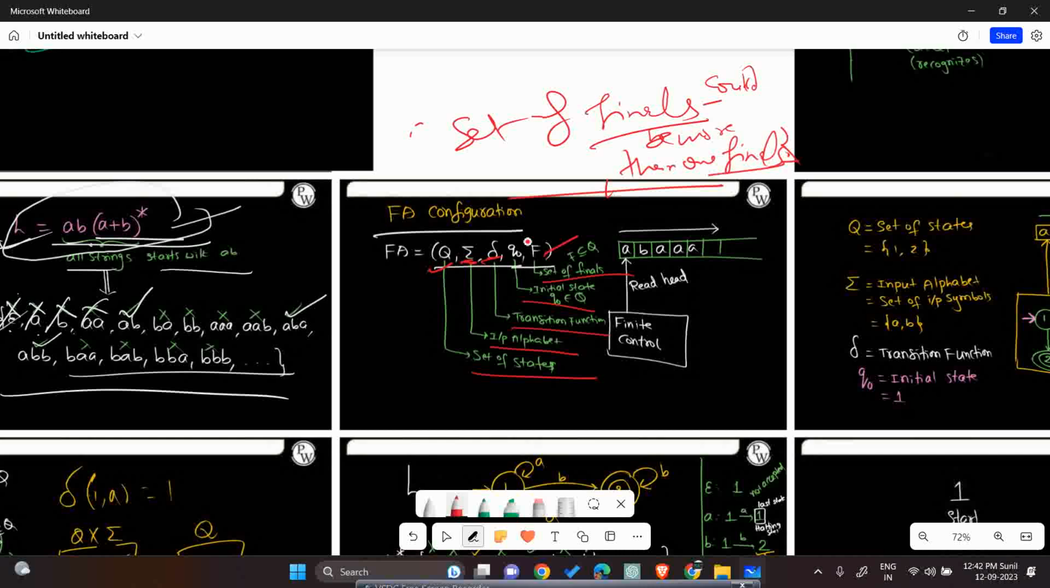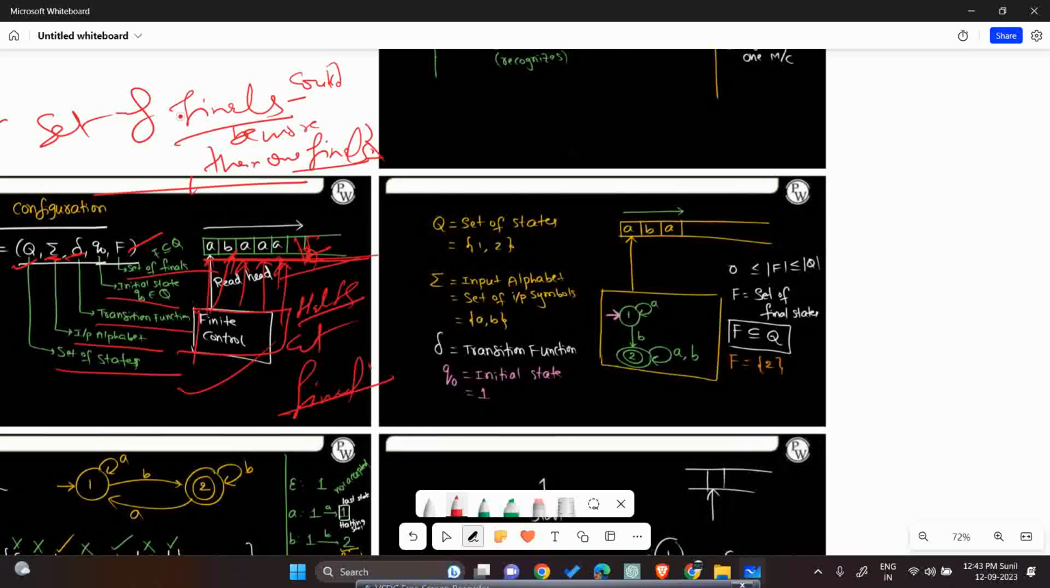So let's say this is our string, and this is the finite control also. This is a structure we can say. This is a reader. First it will read the first character of the string, then it will go to the next, then next, then next. If at the end of the string it holds at a final state, then the string is accepted, otherwise the string is invalid.